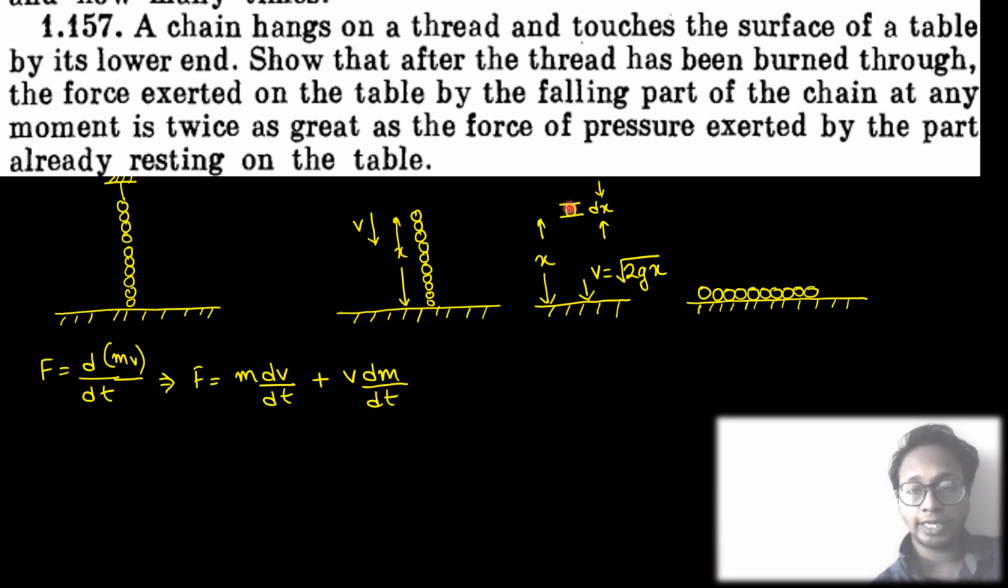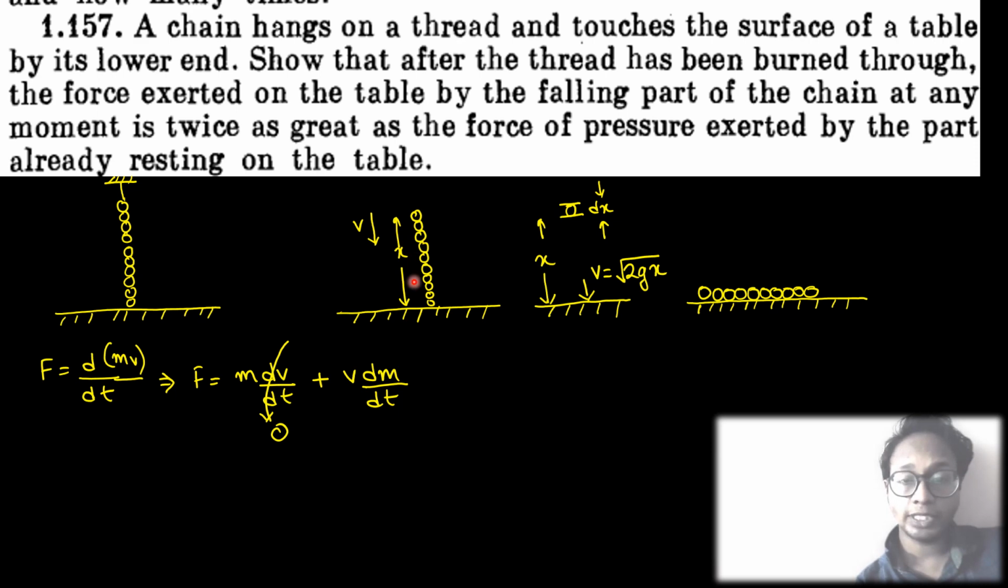The velocity of any element, as it drops down, will be constant. That means all the force interaction is happening after the chain is touching the table, no? So this element will exert the force on the table only after this element touches the table. Doesn't matter which element you take, the velocity of all the elements would be under root of 2gx, isn't it? So dv by dt out here is 0.